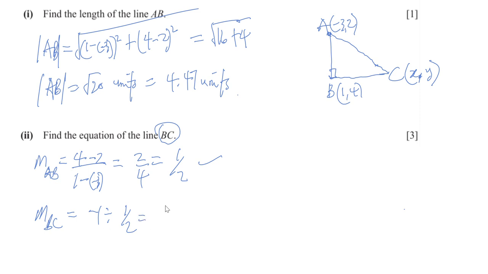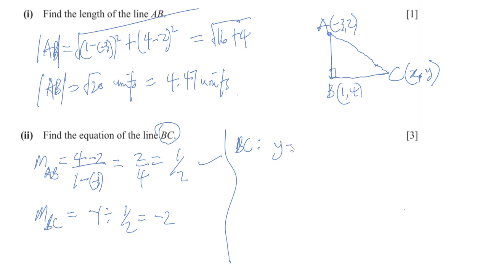Because these two lines AB and AC meet at 90 degrees, we can make use of this relation to solve for the gradient of BC. So we get minus 2. Now go ahead and find the equation of line BC.